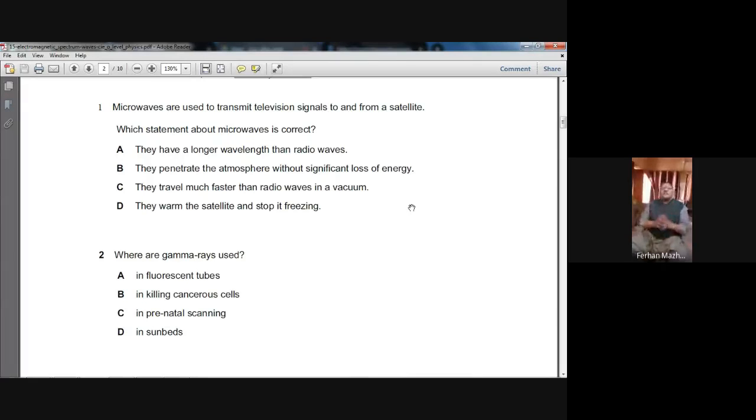This is the main reason why we use microwaves for the satellite television, because they can pass through the atmosphere without significant loss of energy. So the right answer will be B. You understand? Yes, sir.